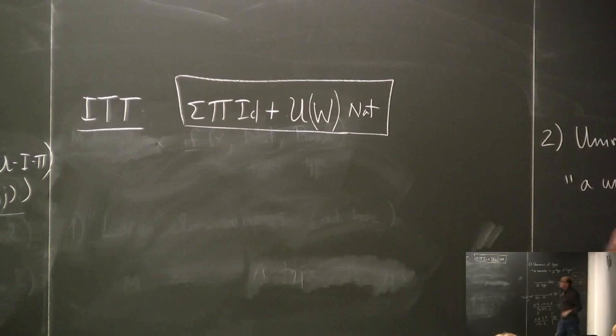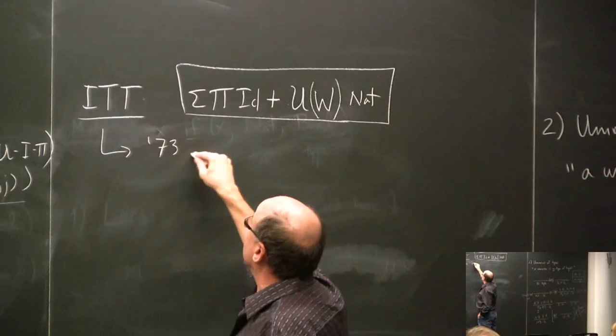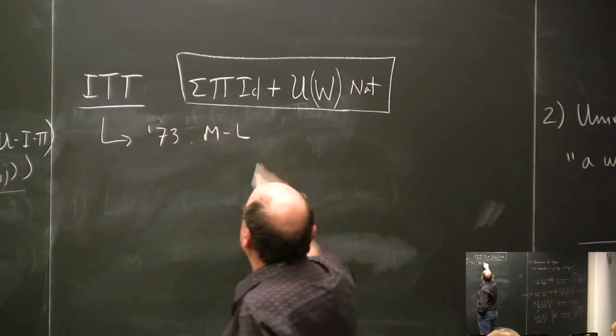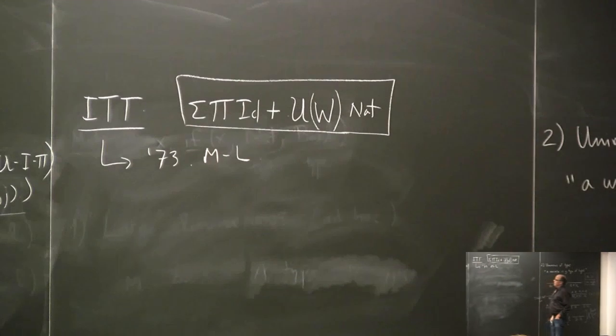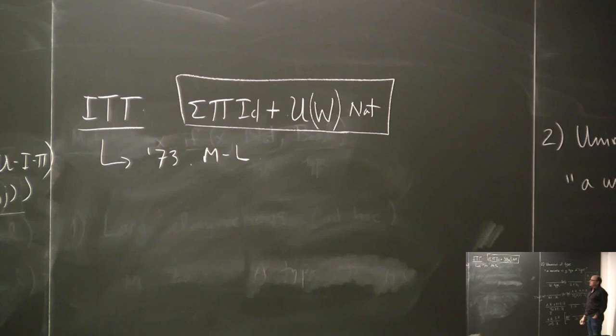That's called intentional type theory. So Martin Löf introduced essentially this in like '73. And everyone ignored him for a long time. So that's the kind of the history of it. So Martin Löf introduced it in '73.